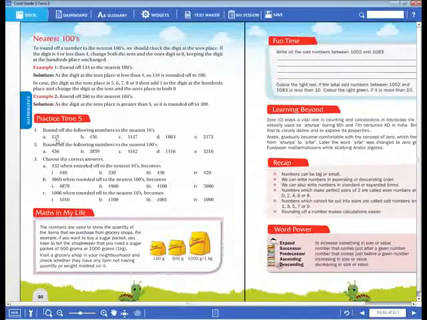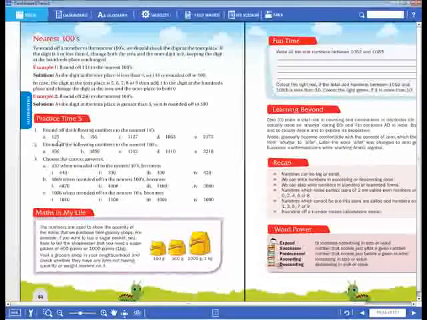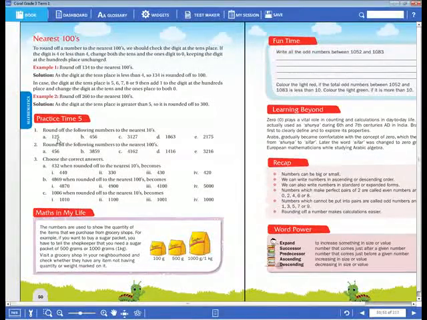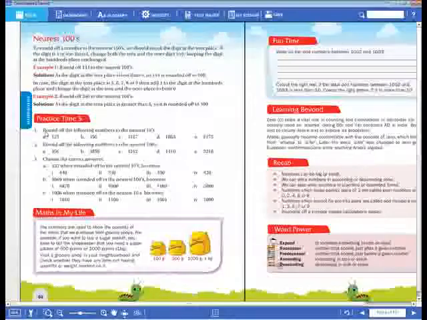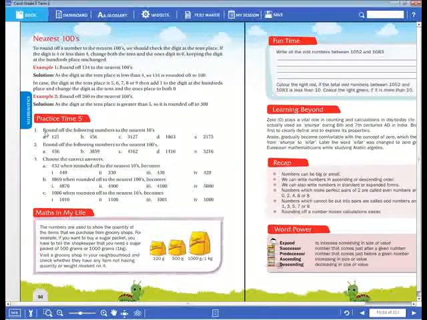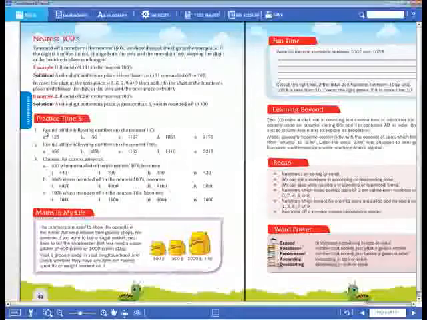So can you tell me the nearest tens of this given number, 125? What is the nearest tens? Not hundreds. You have to check the ones place. No dear, it's not correct, Ashrita. I am asking about the nearest tens. Tens means you have to change the tens place, not the hundreds place.